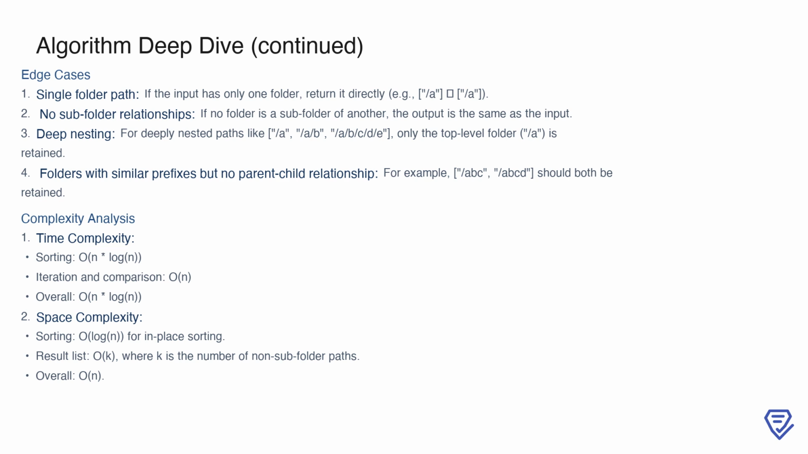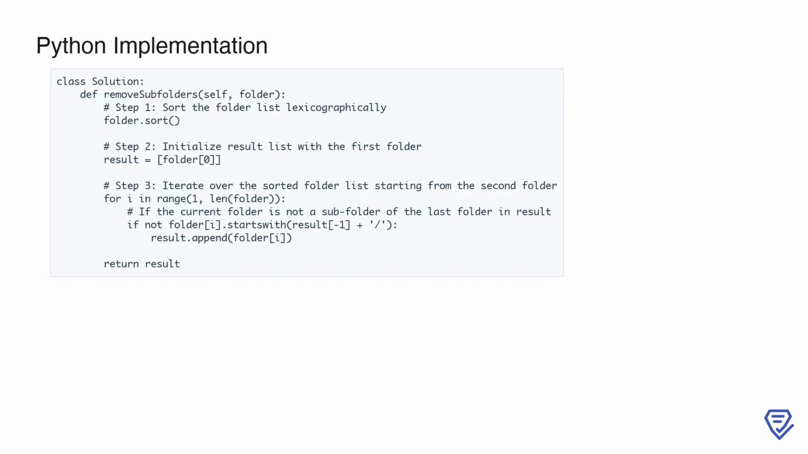In terms of complexity, the algorithm is efficient. Sorting the paths takes O(n*log n), while the single pass through the list for comparison operates in O(n), resulting in an overall time complexity of O(n*log n). The space complexity is also optimized, with O(log n) for in-place sorting and O(k) for the result list, where k is the number of non-subfolder paths, leading to an overall space complexity of O(n). This Python implementation solves LeetCode problem number 1233, remove subfolders from the file system, using a straightforward and efficient approach.